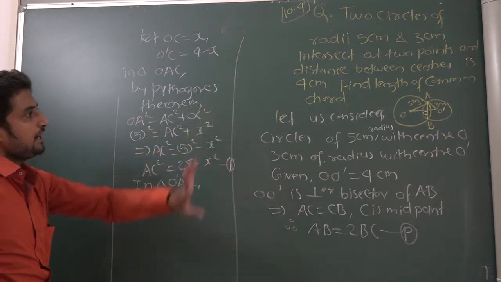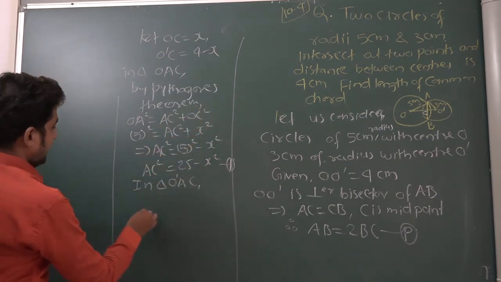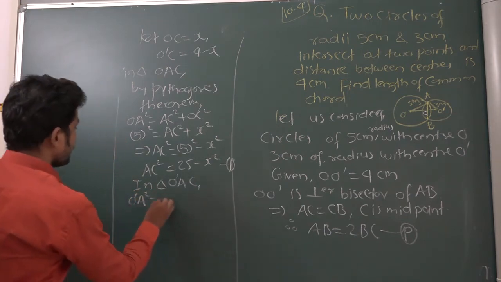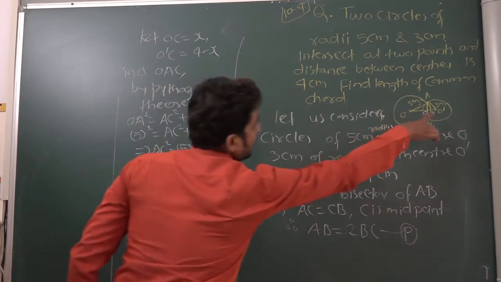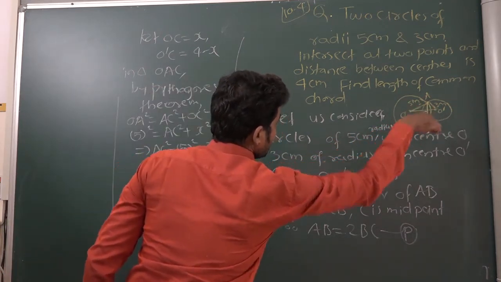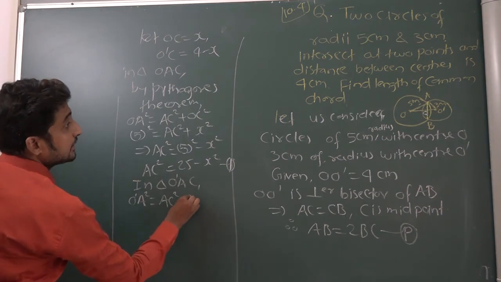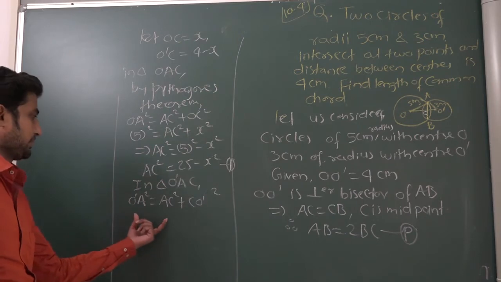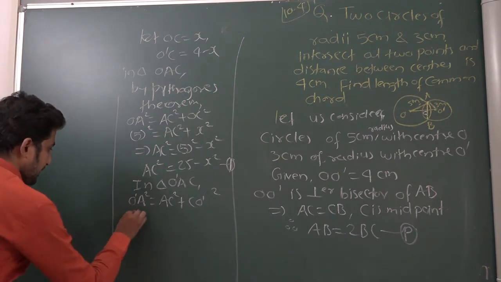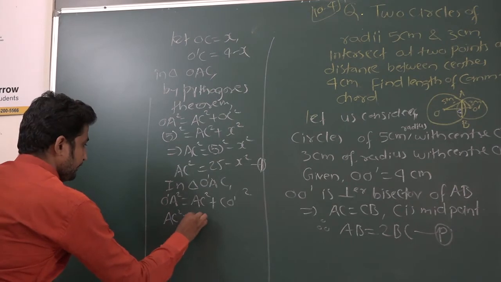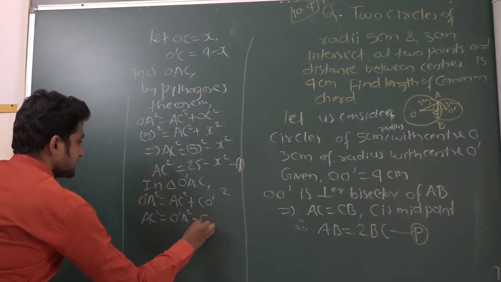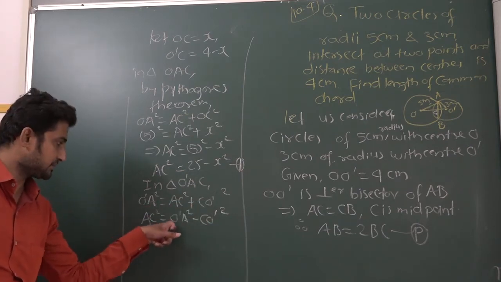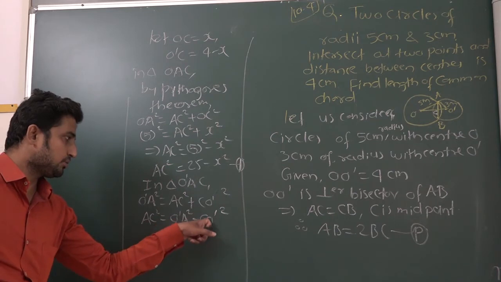Now, in this triangle, again by Pythagoras theorem, we have O'A square is equal to AC square plus CO' square. Now, AC square is equal to O'A square minus CO' square. Right? We are shifting this to LHS, so it becomes O'A square minus CO' square.